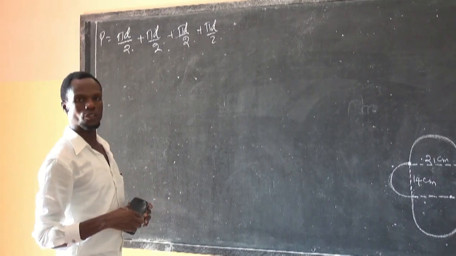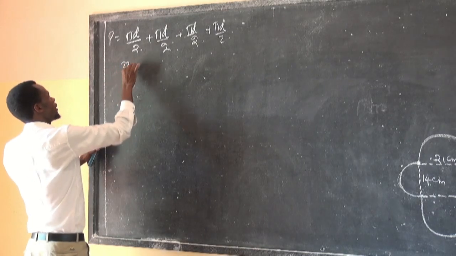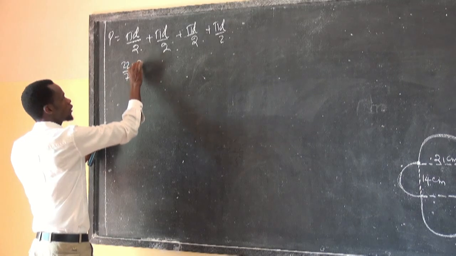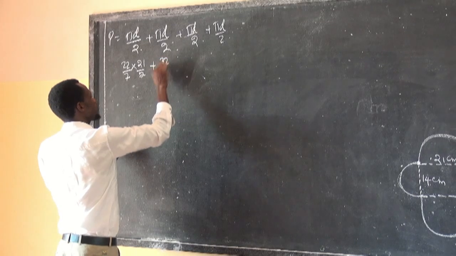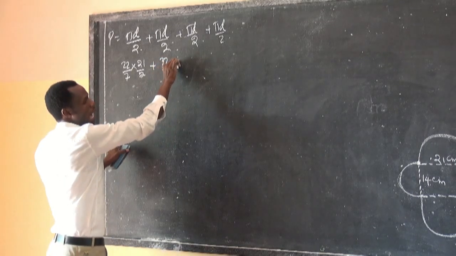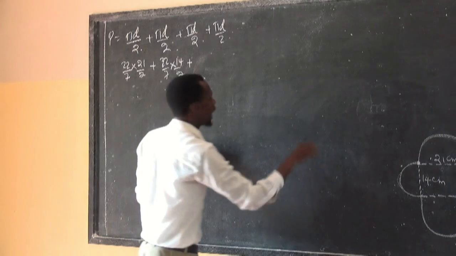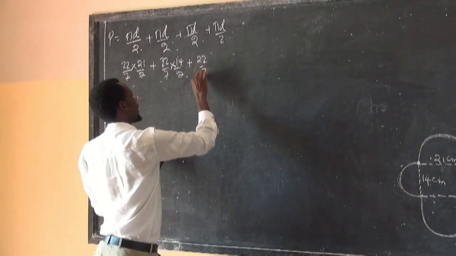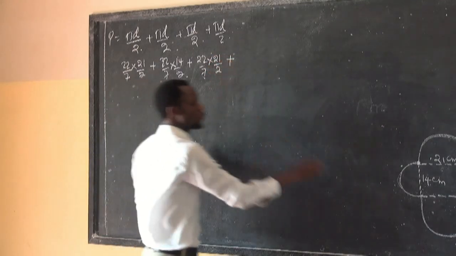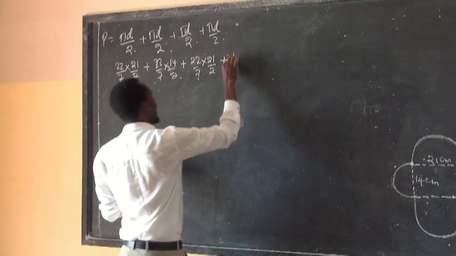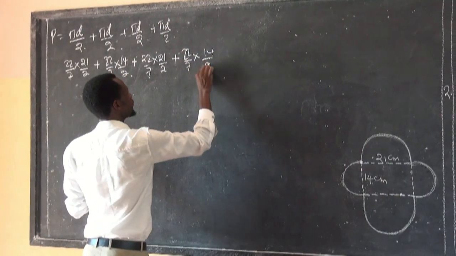Therefore, you start substituting. For the first one, pi is 22 over 7 times d, which is 21 over 2. Then the second one, it is 22 over 7, that is pi, and diameter is 14 over 2. And the other one is 22 over 7 times diameter, which is equal to 21 over 2. And the last one, now it is 22 over 7 times 14 over 2.